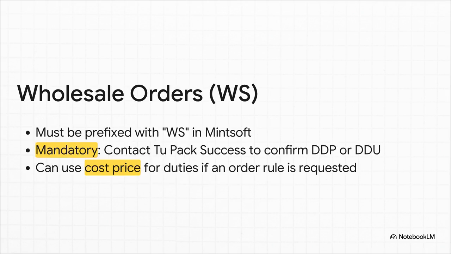Next up, wholesale orders. These have to be manually entered with a WS prefix. And this is a big one. The 2PAC success team must be looped in to confirm if it's DDP or DDU. There's also a really cool benefit here. If the brand asks for it, we can set up a rule so duties are based on the lower cost price, not the retail price. That can be a huge saving for them.